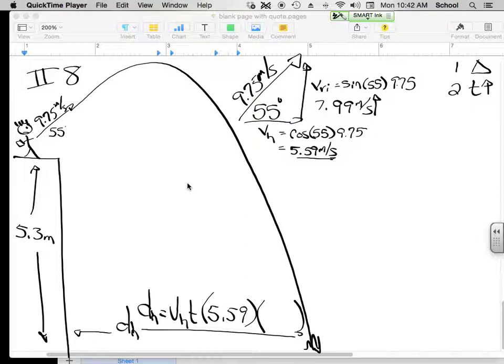So of course my time up formula is VF minus the VVI over g, and VF is always going to go up if I'm going to go up to my highest point. So I'm going to have 0 minus the 7.99.